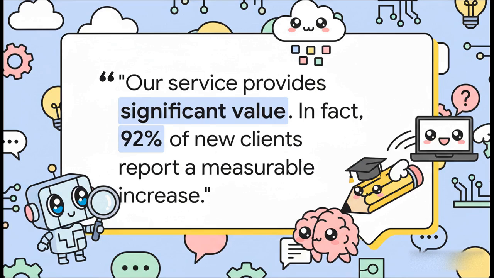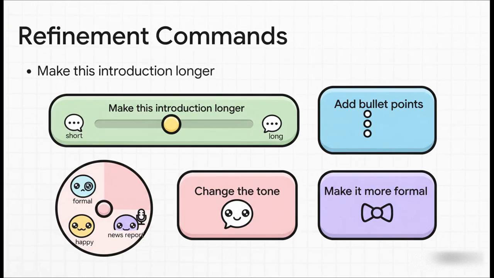This back and forth process of conversation and refinement, that's where you're going to find the most value. And you can use all sorts of simple, powerful commands to shape the output. Ask it to add bullet points, to change the tone, to make something longer or shorter. You are the director here, guiding your assistant to that perfect final product.